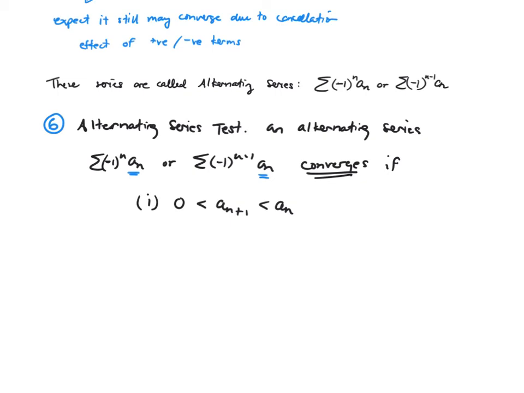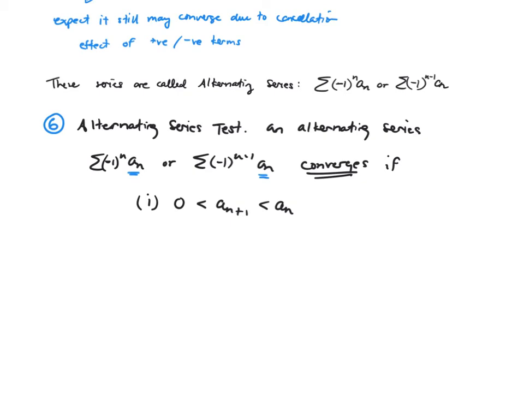But just looking at that an, we want those terms to be positive, and then as I increase my n to be larger, the term should be smaller. The an plus 1, the successive term, should be smaller than the previous term as n increases. That is to say, it's a decreasing sequence of terms. That's the first thing I need to show, and that's usually pretty easy to show.